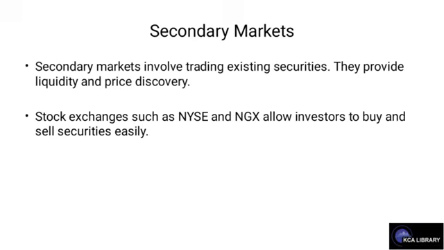Secondary markets involve trading existing securities. So while the primary market is for trading fresh securities, the secondary market is for trading existing ones. That means if you have bought shares before and you want to sell them, you sell in the secondary market. But if you want to sell for the first time, or if a company wants to go public for the first time, they use the primary market.